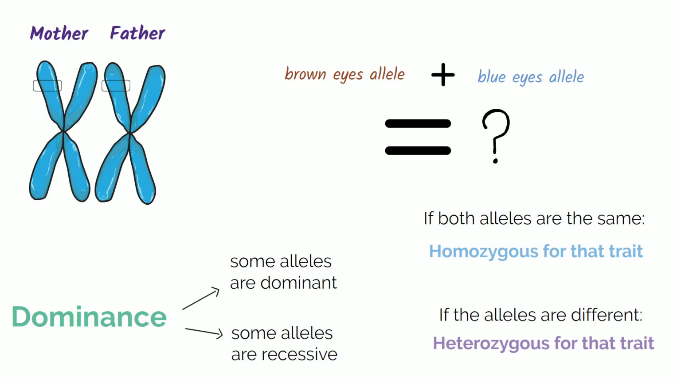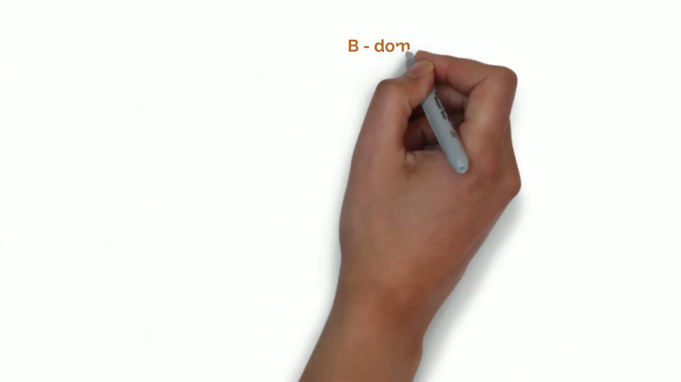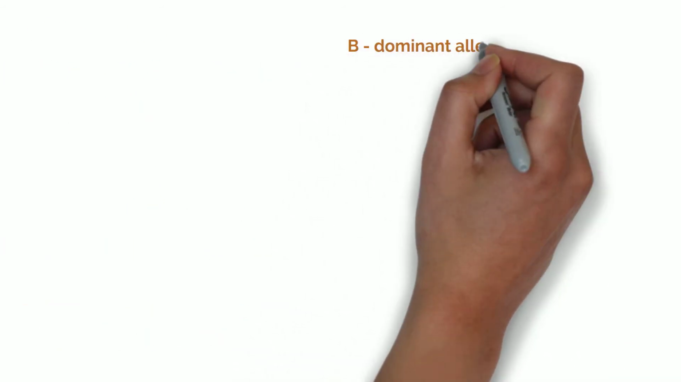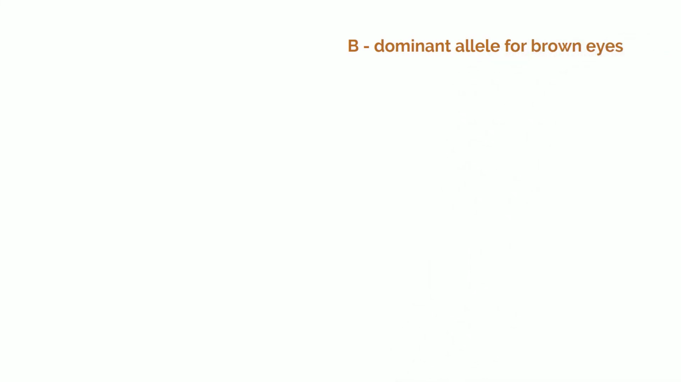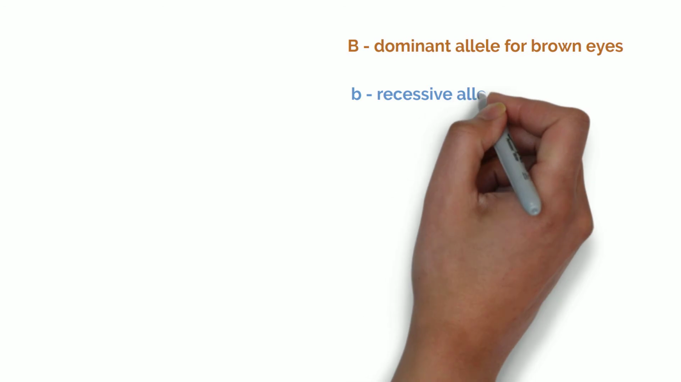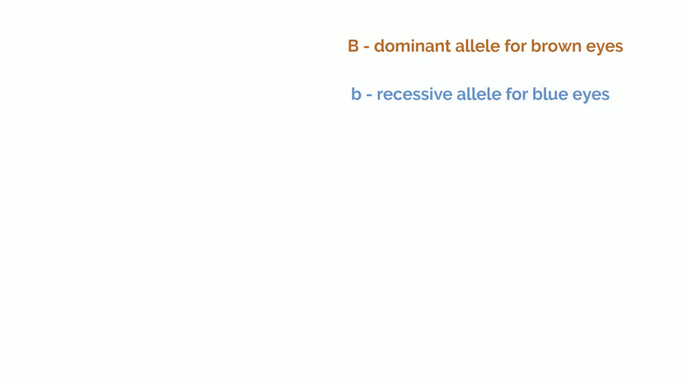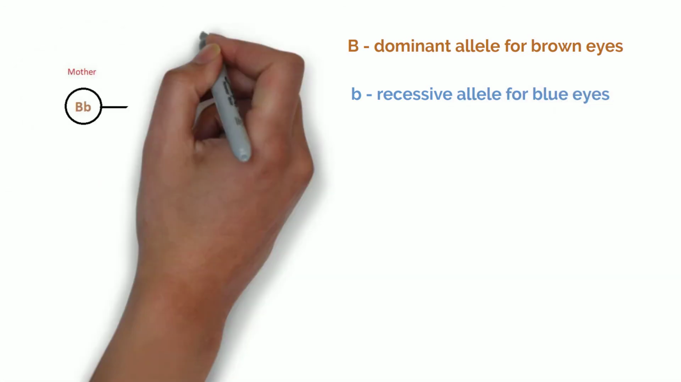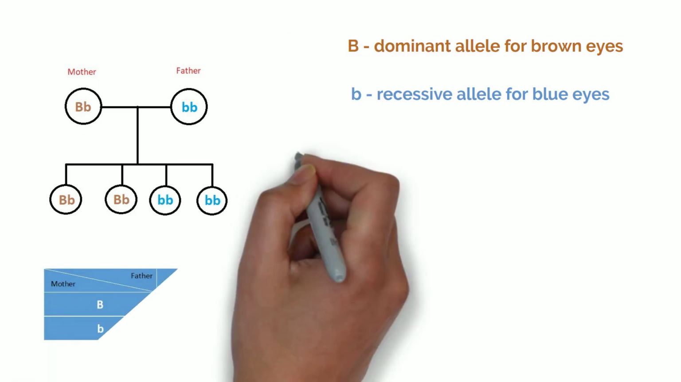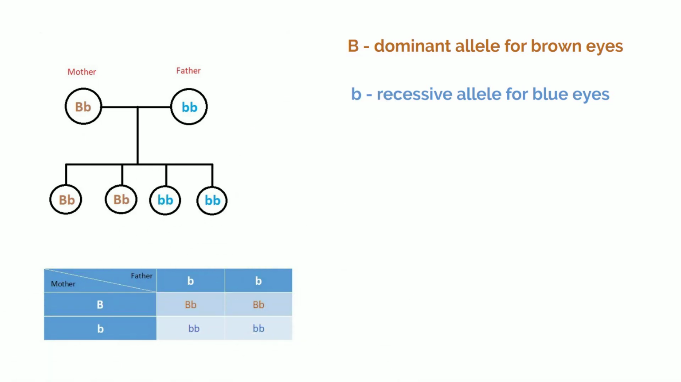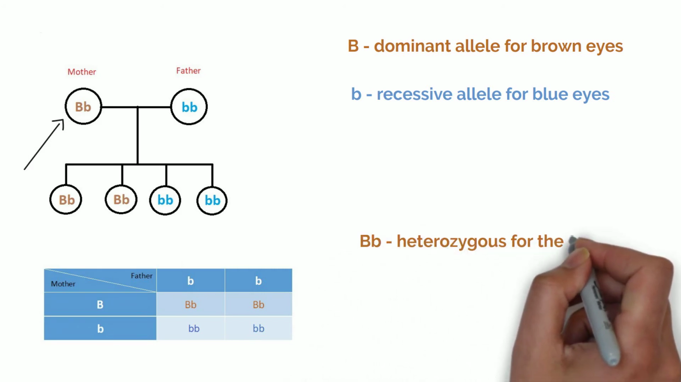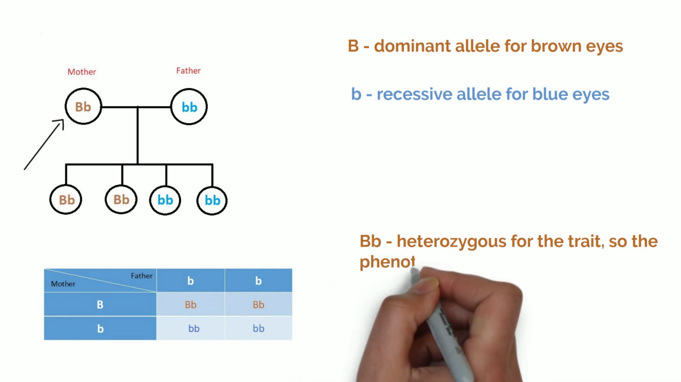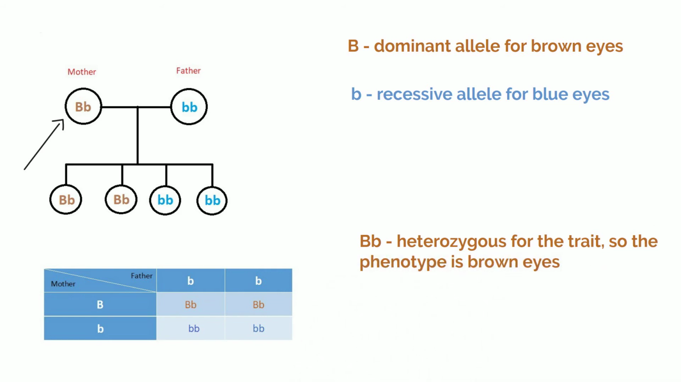Let's have a look at an example. Let's use eye color again. We will use the letter B to represent the alleles. So capital B will be the dominant allele for brown eyes, and small b will be the recessive allele for blue eyes. As you can see on the picture, in this example, let's imagine the mother is heterozygous for the eye color gene. She has one brown allele and a blue allele, but because brown is dominant over blue, her phenotype is brown.